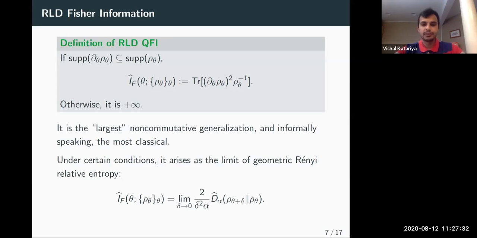The RLD Fisher information is also the largest quantum Fisher information, and in some sense, quite informally speaking, the most classical, or the one that resembles the classical Fisher information the most. As I said in the previous slide, where we had this idea, we also found out that the RLD Fisher information is very much related to this limit formula with the geometric Rényi relative entropy. I'm not going to use that limit formula or the connection in the next few slides. It's just to give you a feel for how we went about deciding what the next step of this project would be.